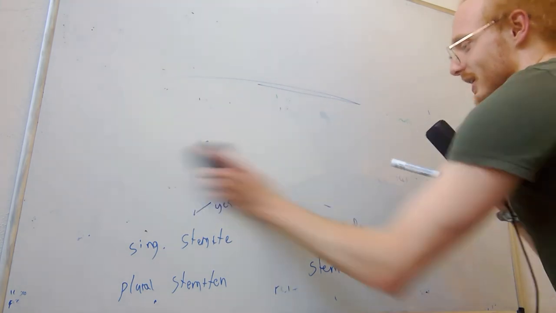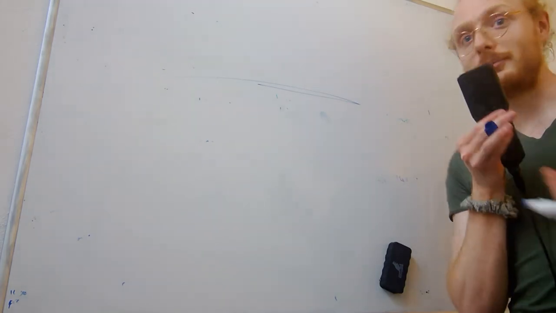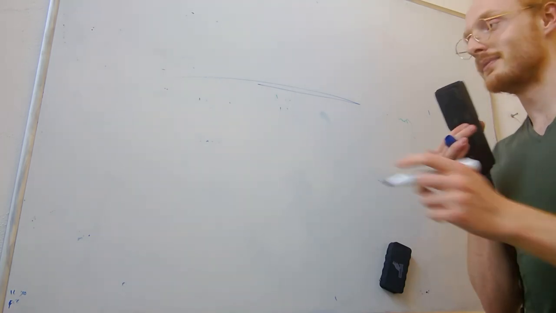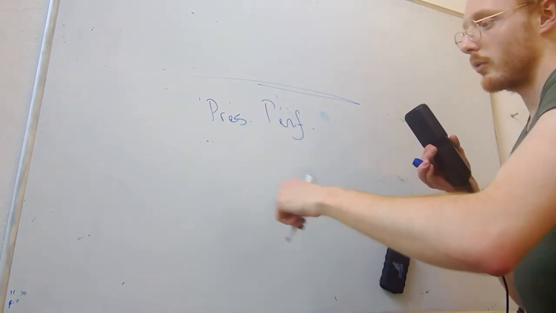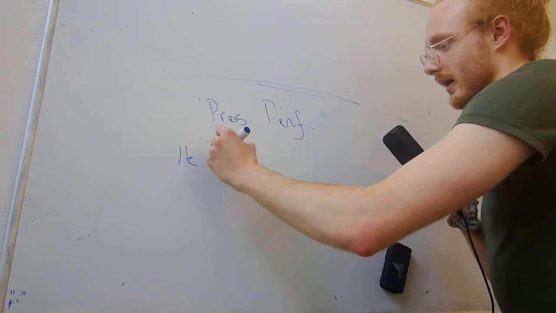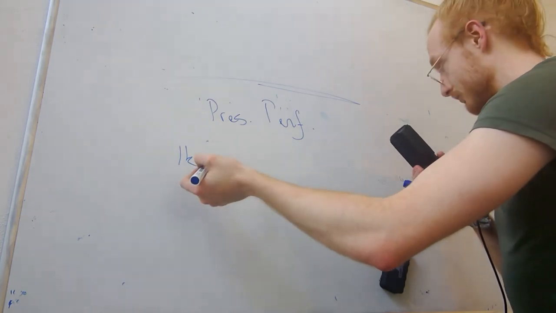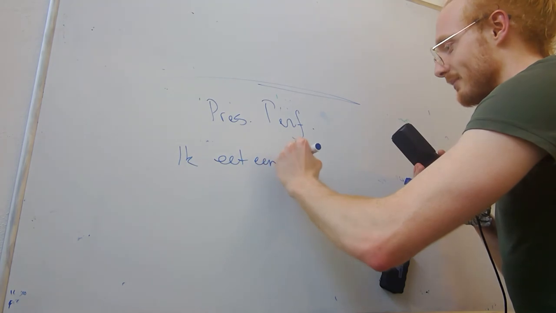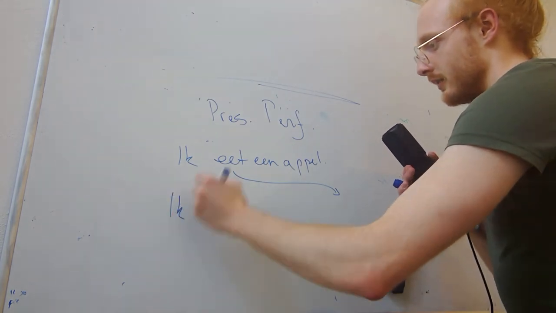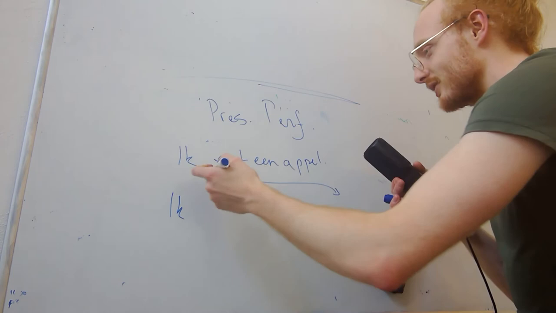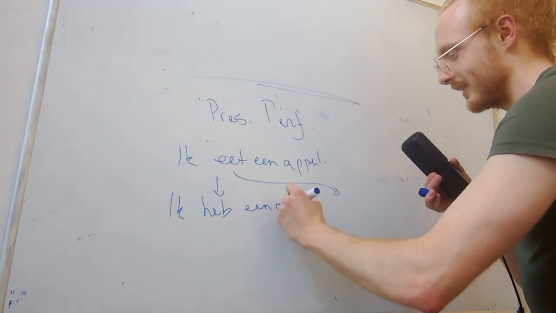Now, as a little bonus, it's kind of a spoiler, so don't tell the cops. I will give you how to do the present perfect, sorry. I'll just do it very briefly, and you now know when to use it. What you do, ik eet een appel. I eat an apple. You move this here, and then in most cases, replace this with the conjugation of hebben. So ik heb een appel. Ah, that's not a good example.